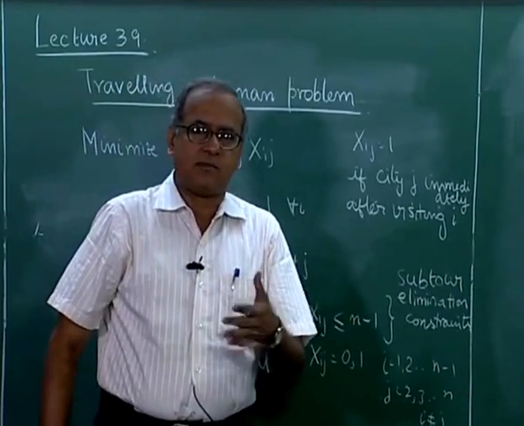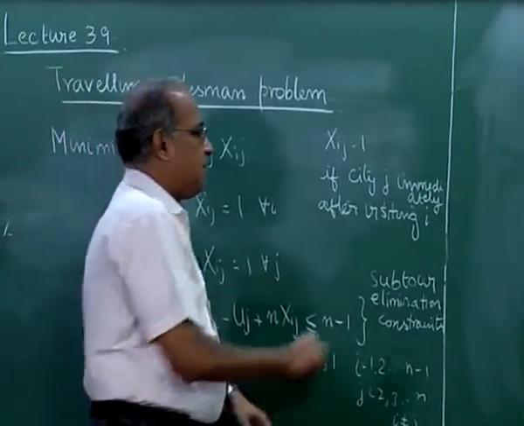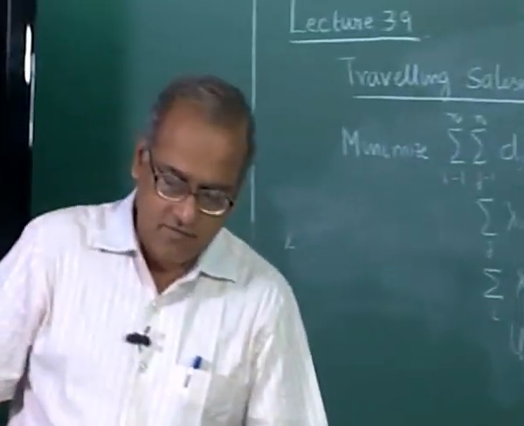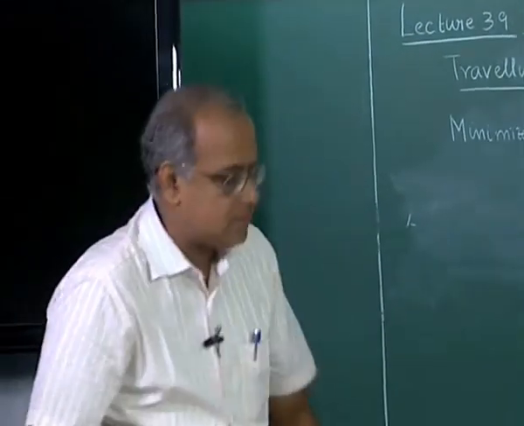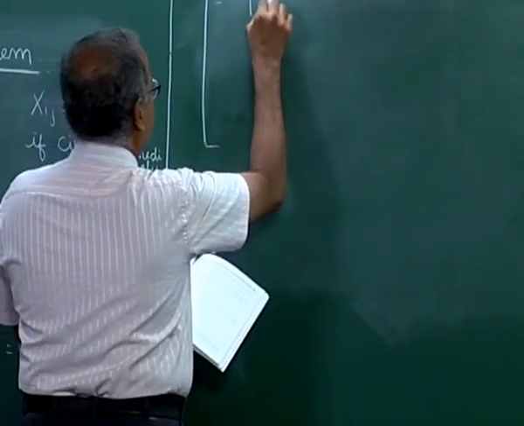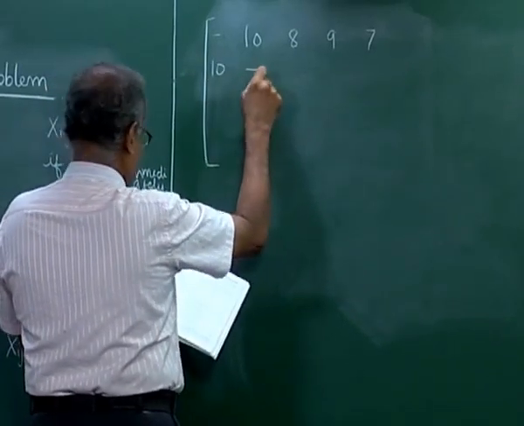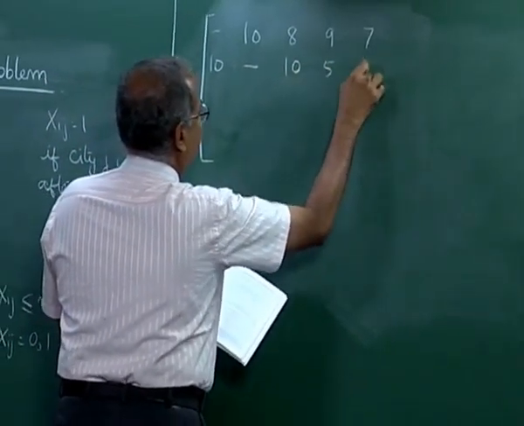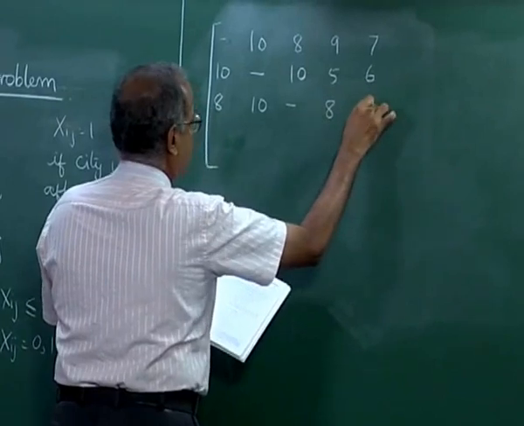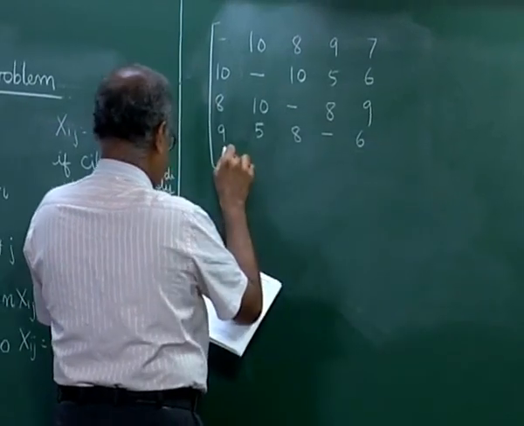Now, several heuristic algorithms are very popular for the branch and bound for the travelling salesman problem, and for the purpose of completion, let me just explain 1 or 2 heuristic algorithms here. So, we take a 5 city TSP and explain through this. A 5 city TSP with distance matrix is: dash, 10, 8, 9, 7; 10, dash, 10, 5, 6; 8, 10, dash, 8, 9; 9, 5, 8, dash, 6.